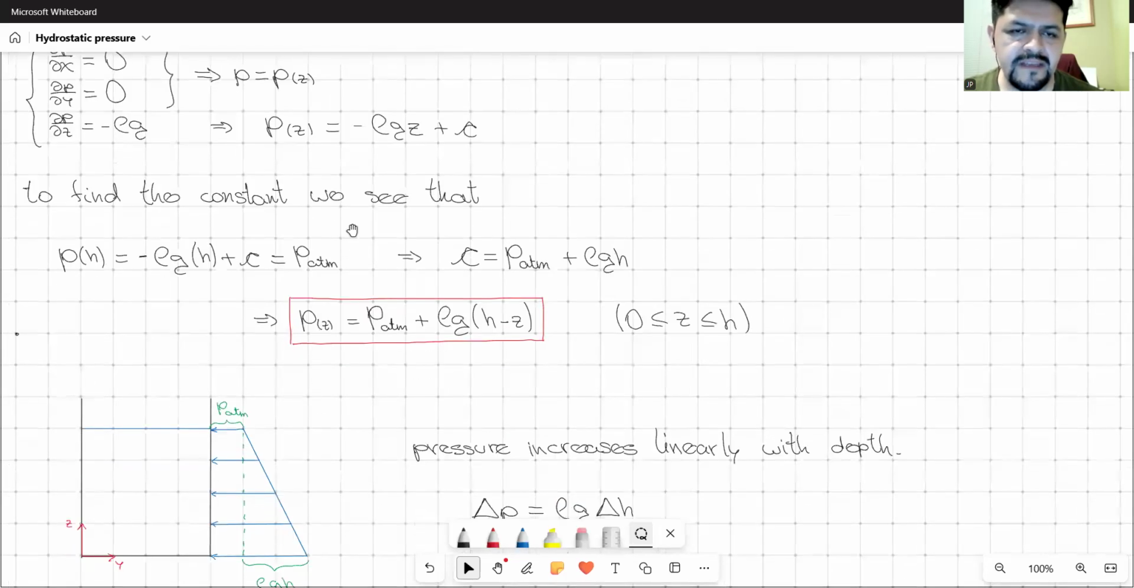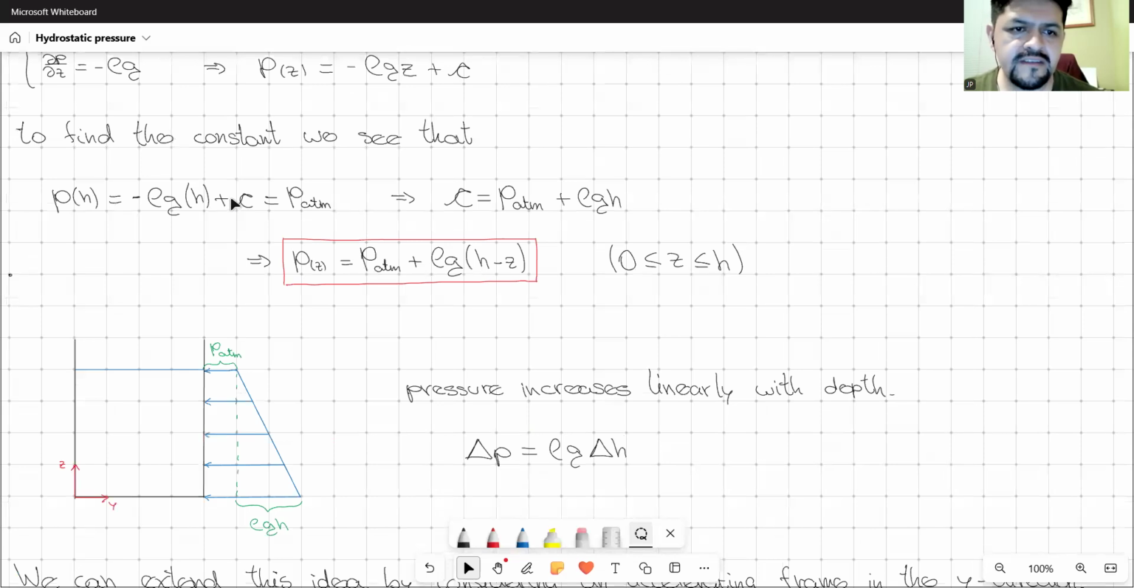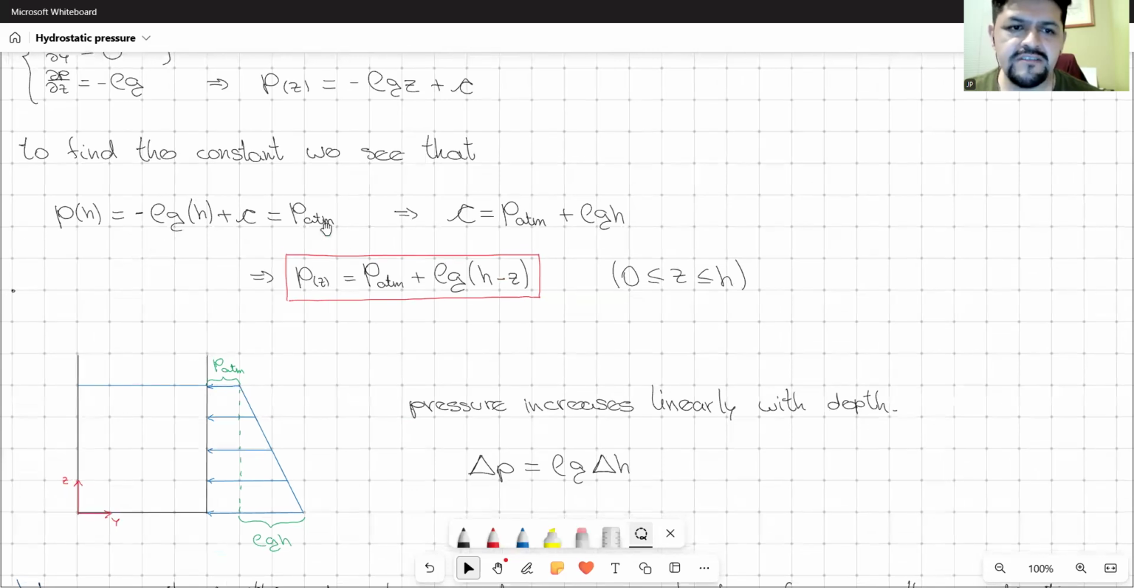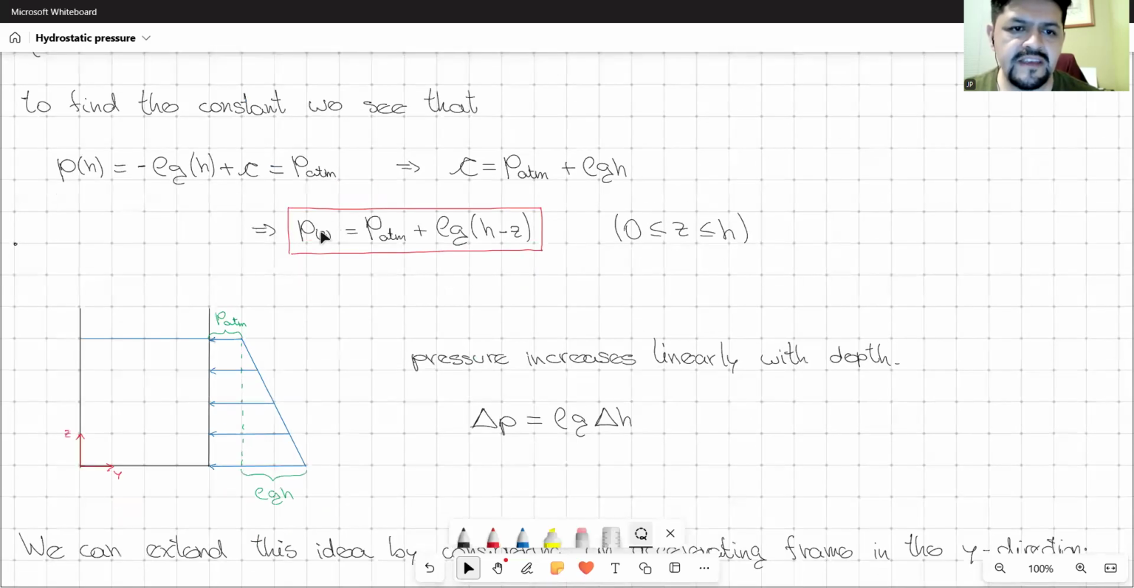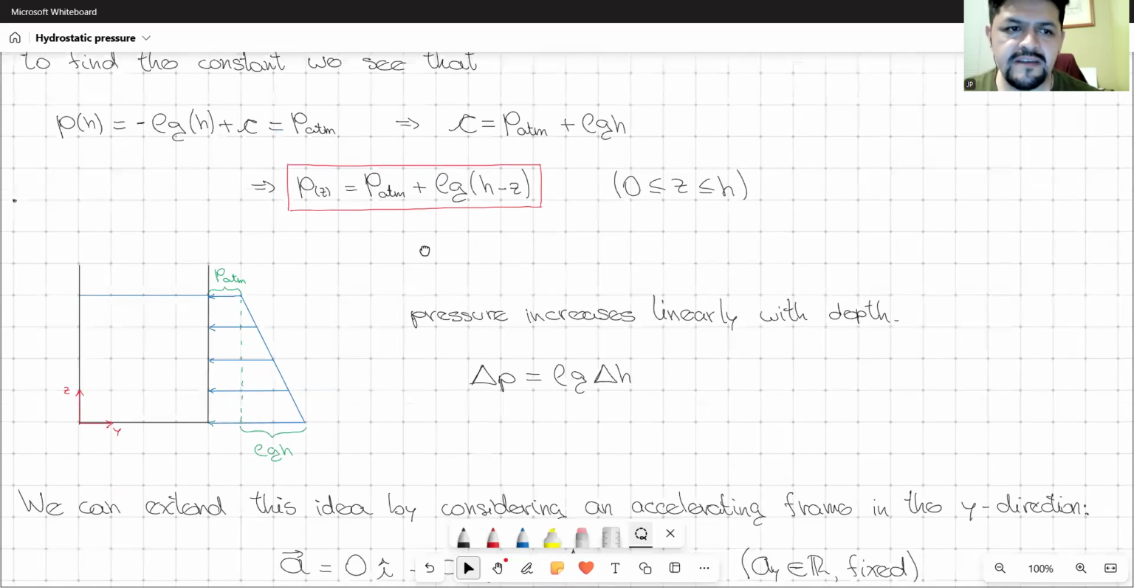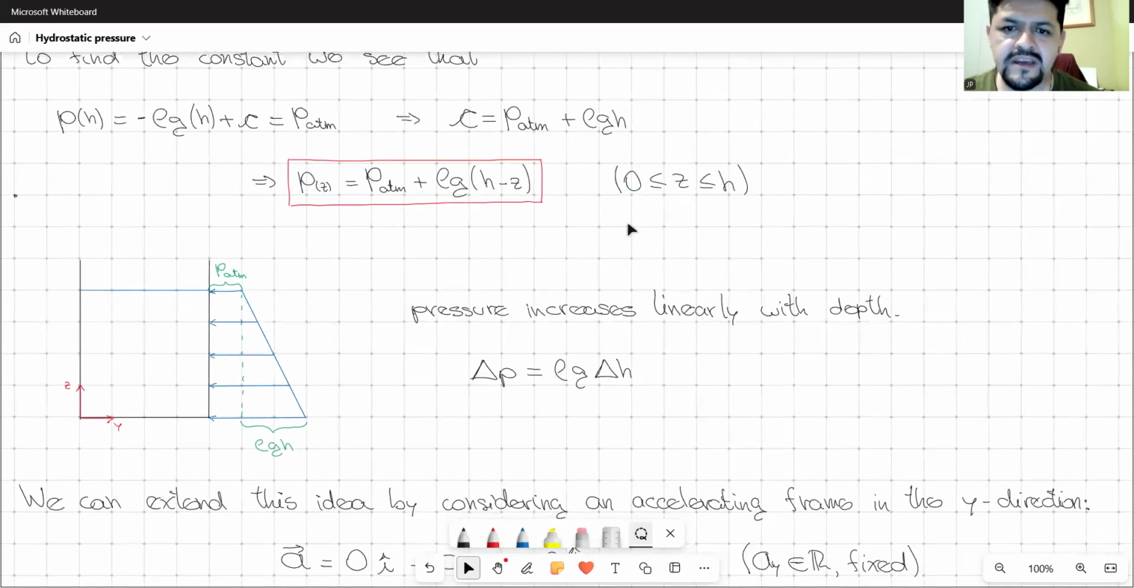To find such a constant, all we need is the fact that the pressure evaluated at a height h is equal to the atmospheric pressure. Some people take the manometric pressure and do the calculations by taking zero instead of the atmospheric pressure. Once you replace, you can solve for C in this equation. Replacing back in the equation we found, the pressure as a function of z is going to be the atmospheric pressure, which is constant all across, plus rho g times (h minus z). It's also important to mention that this equation is only valid between 0 and h.